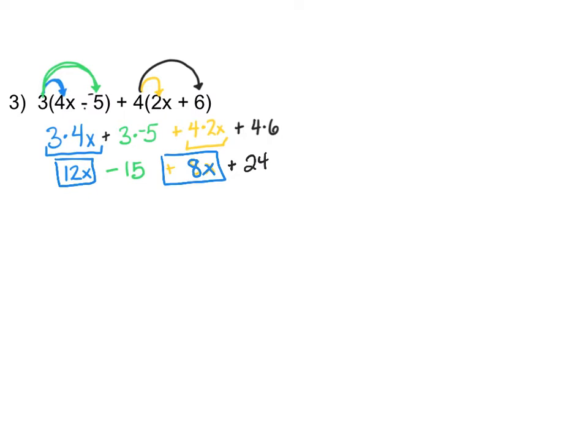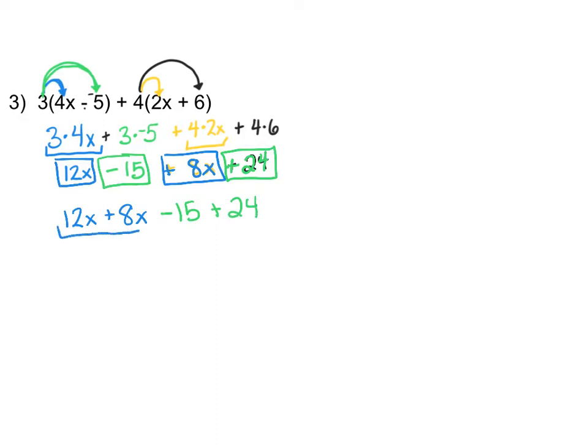Okay, and then I have a negative 15. And then I have a positive 24. Those are both just numbers. So those are like terms. So I'm going to put my x's first. So I have 12x plus 8x. And then I have negative 15 plus 24.